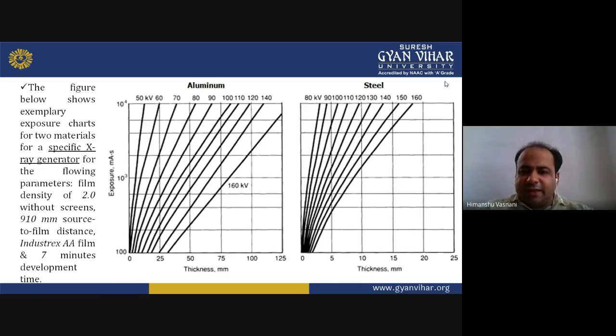You can see the thickness in millimeters given on the horizontal axis for these two materials, and you can see the variations it is having. They have different values given to you. So you can understand how these exposure charts are prepared, considering the variables that should be properly available with us.